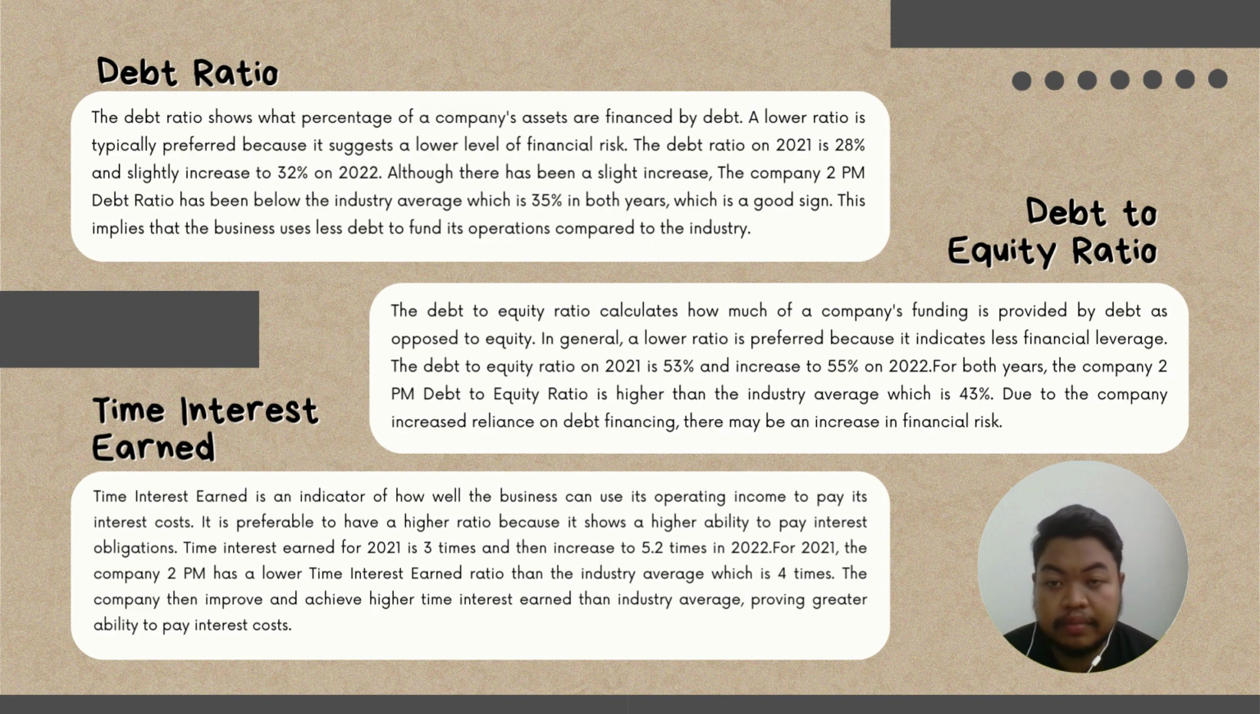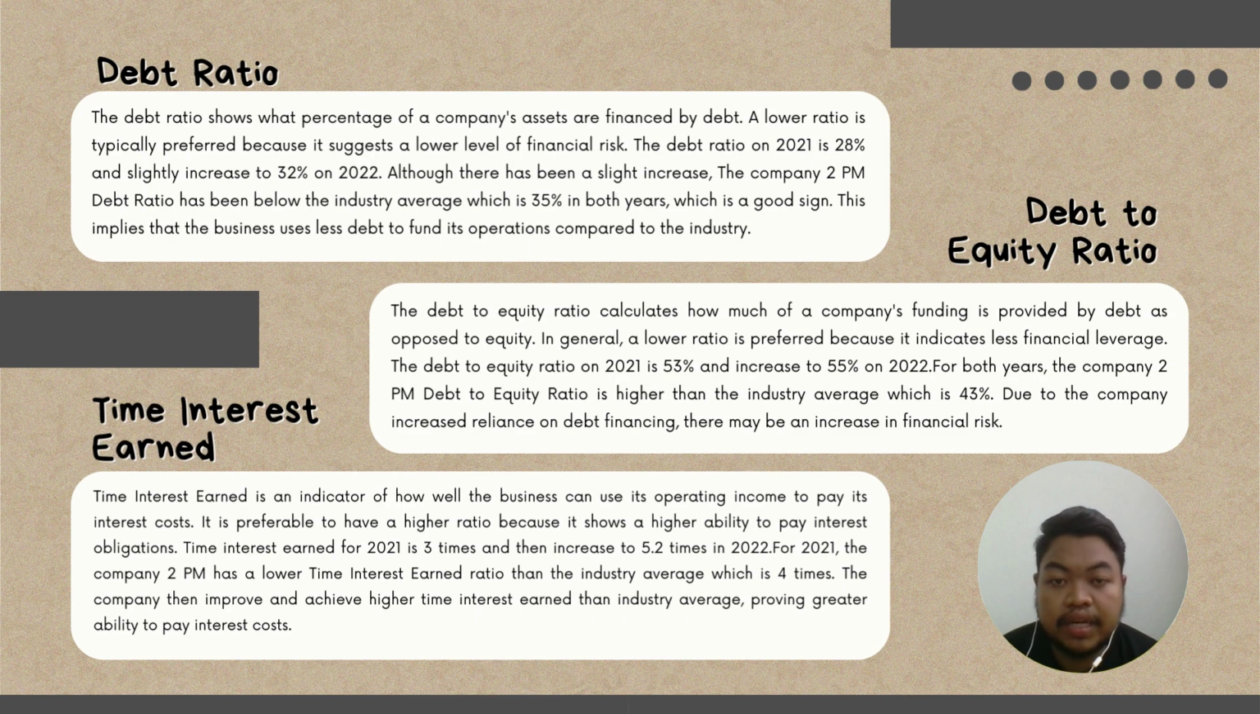The first one is debt ratio. The debt ratio shows what percentage of a company's assets are financed by debt. A lower ratio is typically preferred because it suggests a lower level of financial risk. The debt ratio in 2021 is 28% and slightly increased to 32% in 2022.